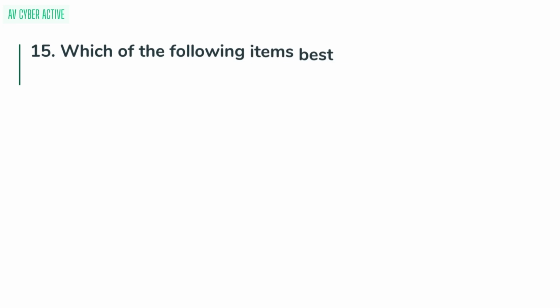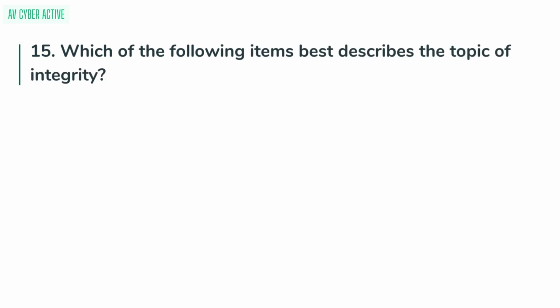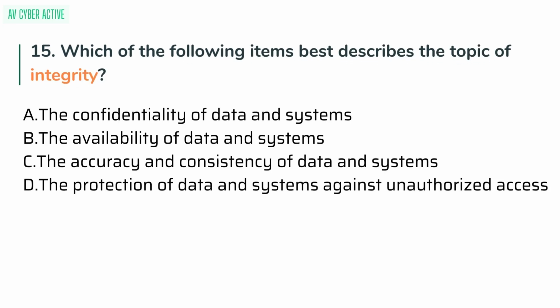15. Which of the following items best describes the topic of integrity? A. The confidentiality of data and systems. B. The availability of data and systems. C. The accuracy and consistency of data and systems. D. The protection of data and systems against unauthorized access.